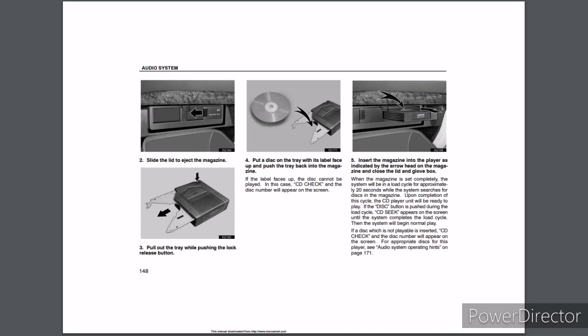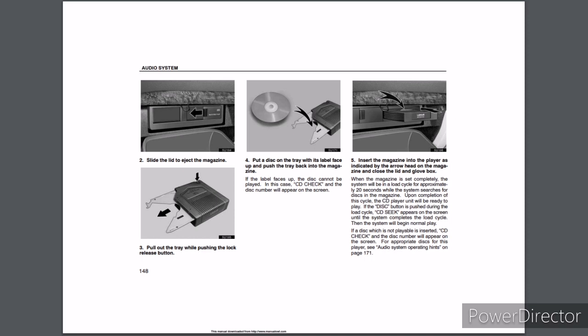Step 5. Insert the magazine into the player as indicated by the arrowhead on the magazine and close the lid and glove box. When the magazine is set completely, the system will be in a load cycle for approximately 20 seconds while the system searches for discs in the magazine. Upon completion of this cycle, the CD player unit will be ready to play.